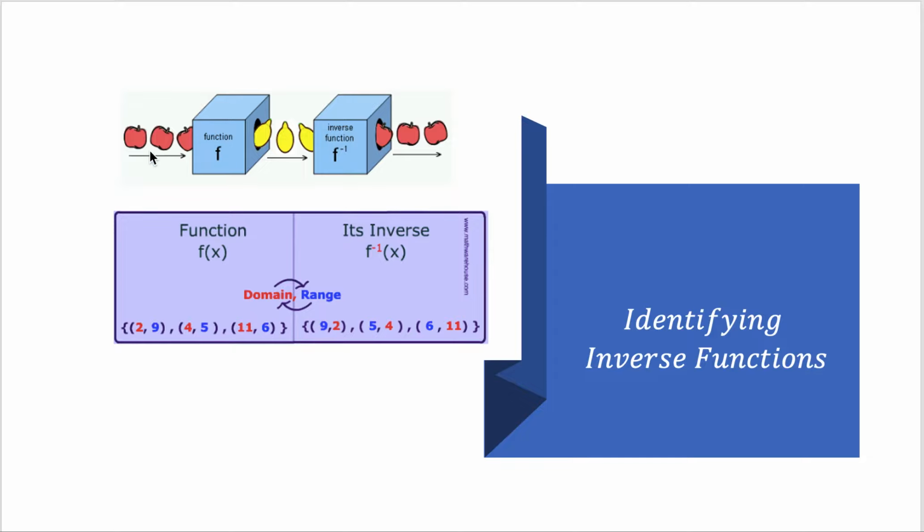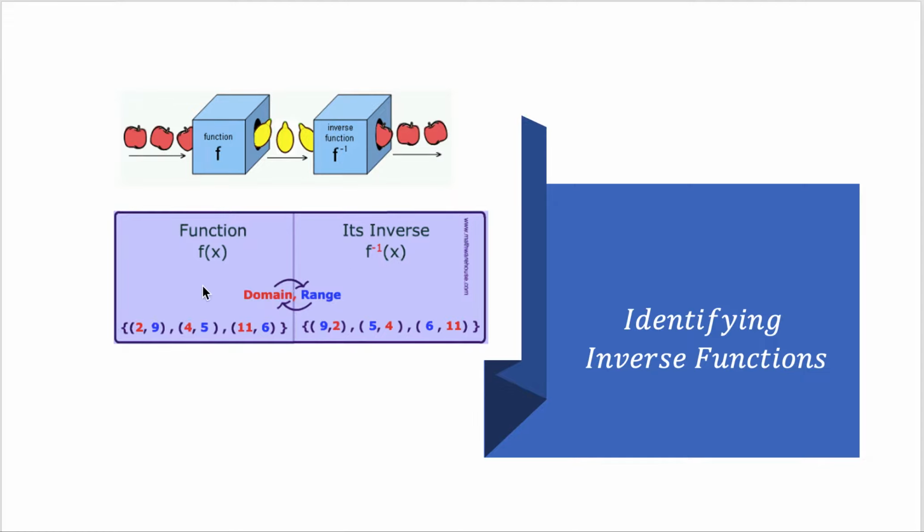This is a function. Imagine that we are inputting apples into the function, and the output is a lemon. But if we input the lemons into the inverse function, the output is going to be apples, like it was the input in the function. So function f of x and its inverse function f minus 1 of x.